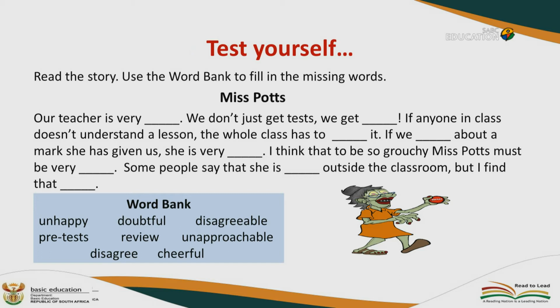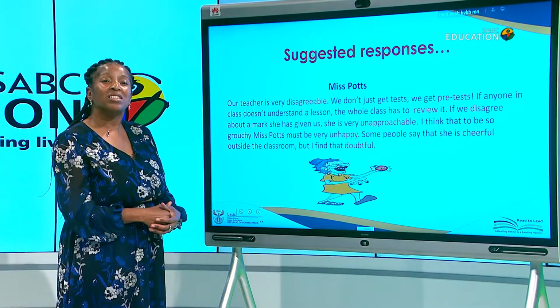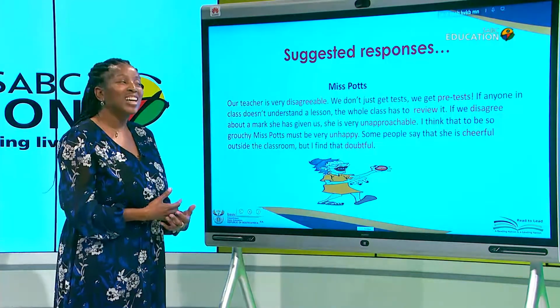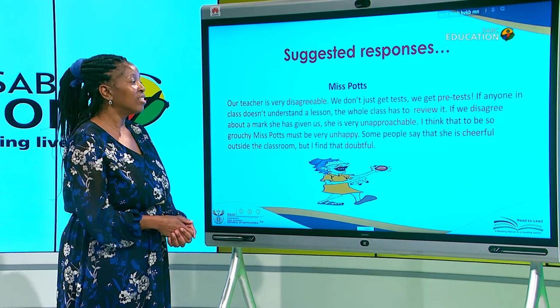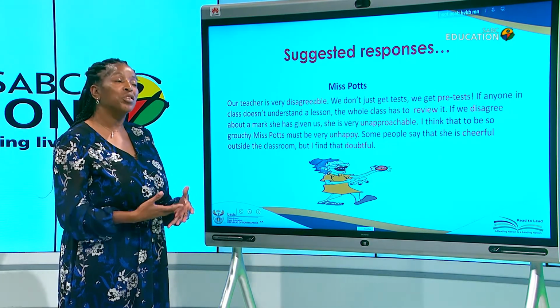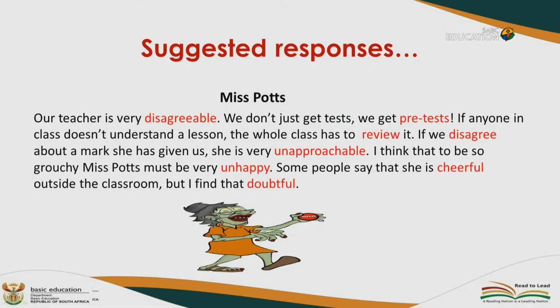So if we had to respond to it, and I hope you are responding to it as well, it would look like this. Our teacher is very disagreeable. We don't just get tests, we get pre-tests. If anyone in class doesn't understand a lesson, the whole class has to review it. If we disagree about a mark she's given, she is very unapproachable. I think that to be so grouchy, Miss Potts must be very unhappy. Some people say that she's cheerful outside the classroom, but I find that doubtful.